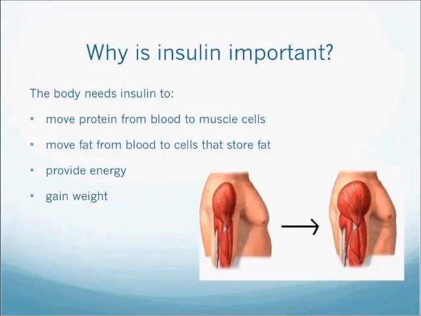And so if you have a relative insulin deficiency, what's the problem for the person with CF-related diabetes? Why is insulin so important? Well, insulin is an anabolic hormone, and it's used to move protein from blood to muscle cells. And it also moves fat from blood cells that store fat. So this provides energy and allows people to gain weight and maintain weight, which is very important in CF.